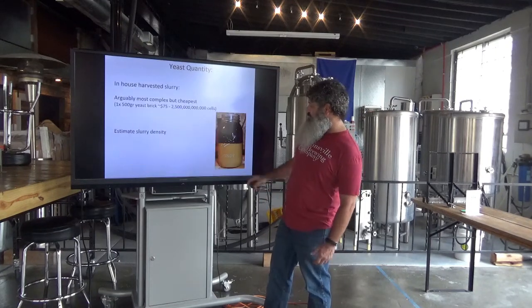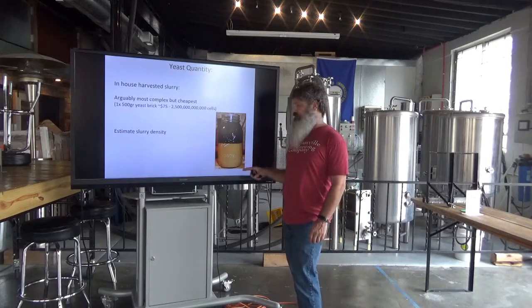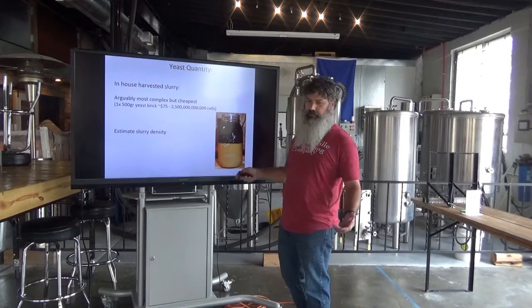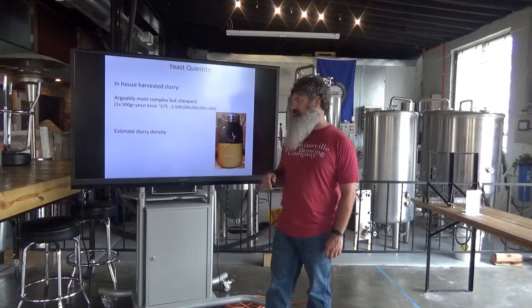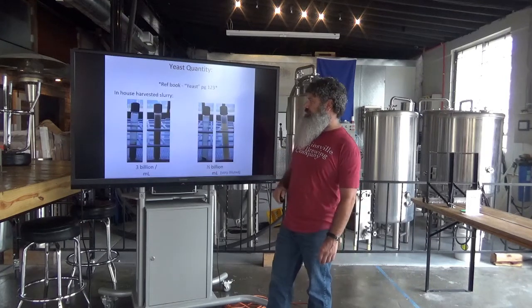And if you're looking at a mason jar, this is going to be about 1,500 milliliters of yeast, of thick, compact. A mason jar is about 3,000 milliliters, I think it is. Don't quote me on that. But the mason jars are graduated.